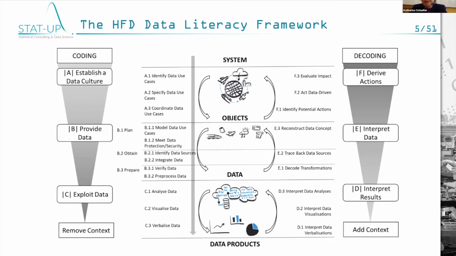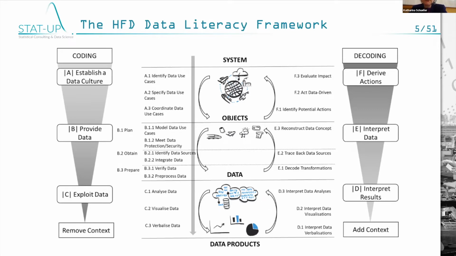Then we need to get back. During this first half of the process, which we describe as the coding process, we always removed context that was not needed for the final data product. For example, if in the last step you calculate a mean or a median from the raw data, you lose information, or you lose context about the raw data, about the distribution. But then the process goes back to data, objects and system, back to the real world, by adding context. First, results need to be interpreted, data needs to be interpreted, and actions need to be derived.